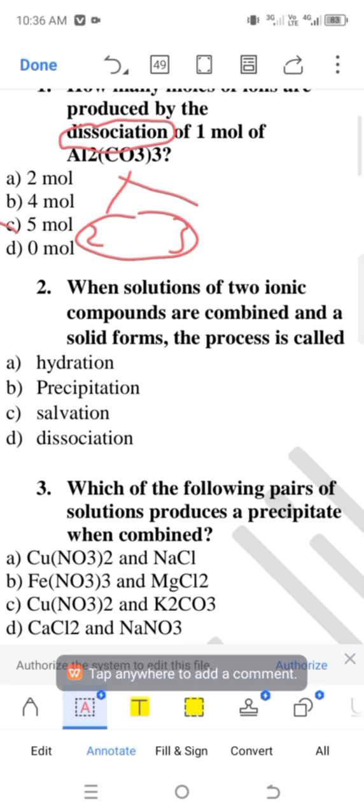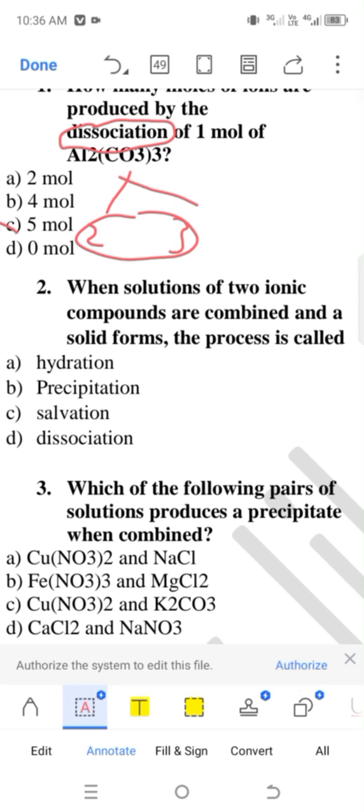Question 2, guys. When solutions of two ionic compounds are combined to form a solid, the process is called. Of course, whenever you mix two solutions with each other and they form a solid compound in the product, the process we call precipitation. So precipitation here is the correct answer.